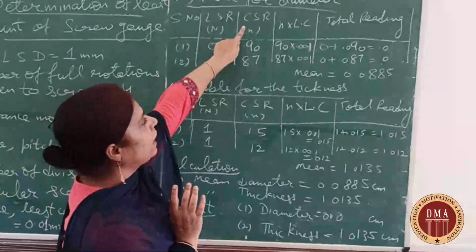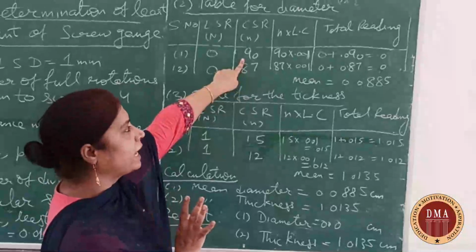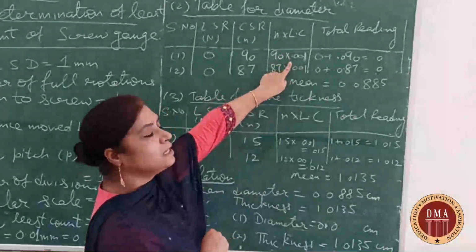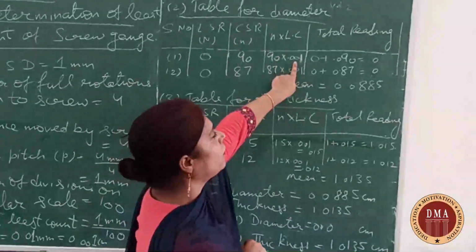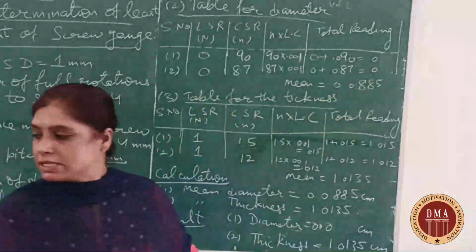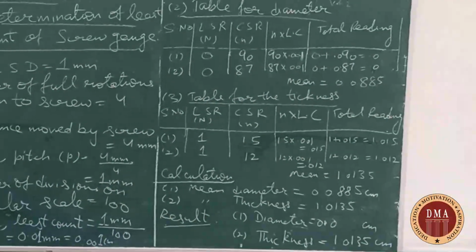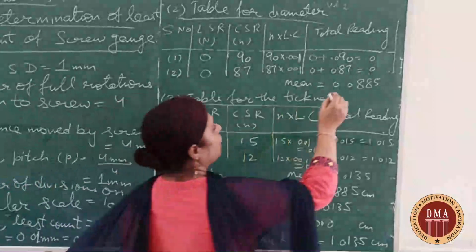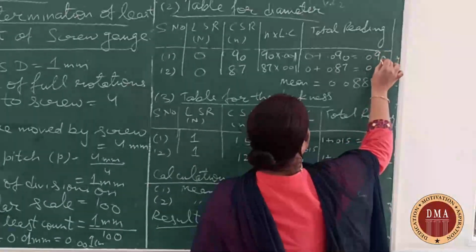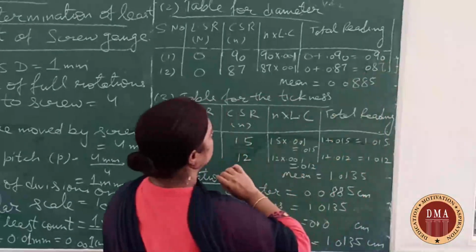It is an example: if your circular scale reading is 90, you have to multiply it with the least count. 90 into 0.001 will give you 0.090. In my case it becomes 0.085 and 0.087.